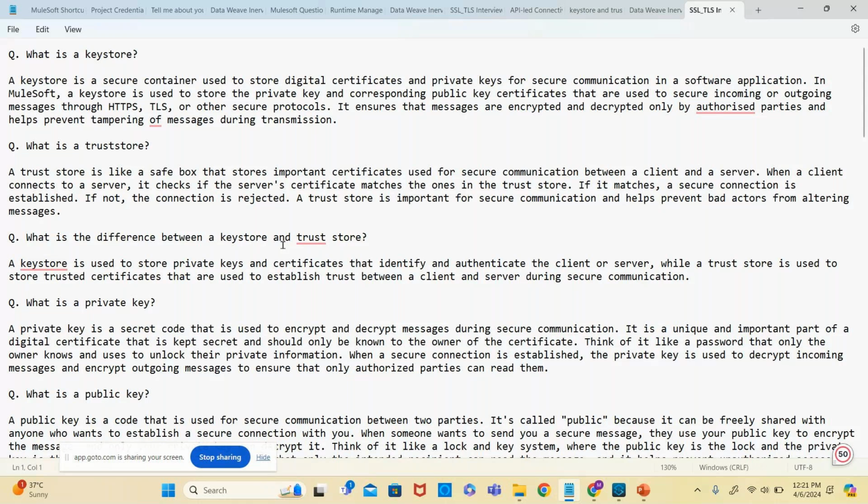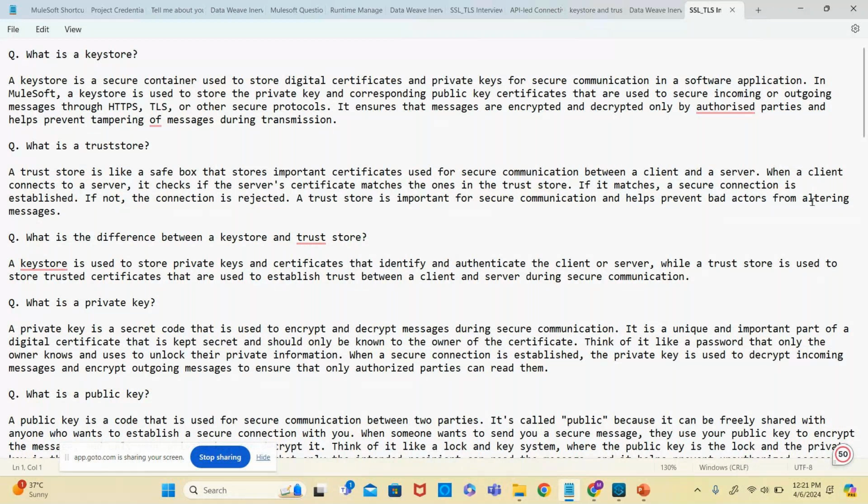Yes or no? Now, the client will send hello. The server will give the certificate. This certificate will be validated by the client with the help of the certificate available in the truststore, right? The handshaking process we discussed, if you remember. That's what I'm trying to refer to here. It checks if the server certificate matches the ones in the truststore. If it matches, a secure connection is established. If not, it will reject. It means that we are trying to validate the server's identity here. Exactly. A truststore is important for secure communication and helps prevent bad actors from altering messages.